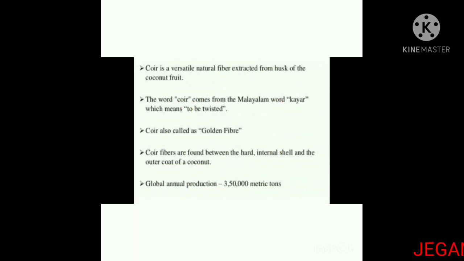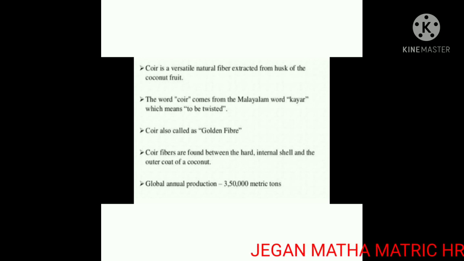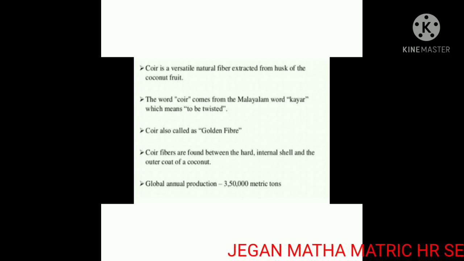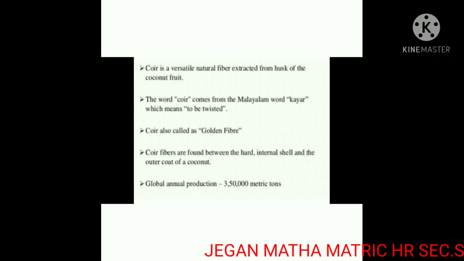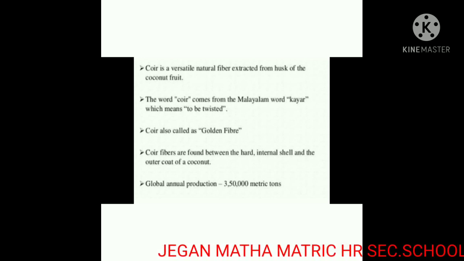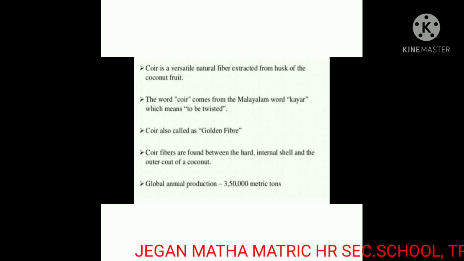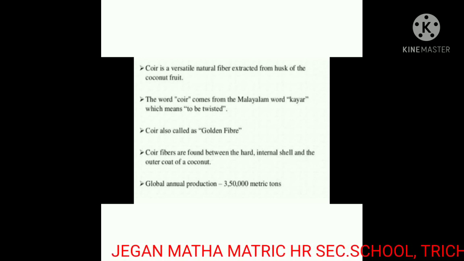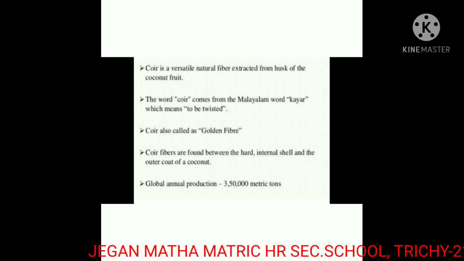Coir is a versatile natural fiber extracted from the husk of the coconut fruit. The word coir comes from the Malayalam word kayar, which means to be twisted. Coir is also called the golden fiber. Coir fibers are found between the hard internal shell and the outer coat of the coconut. Global annual production is 350,000 metric tons.